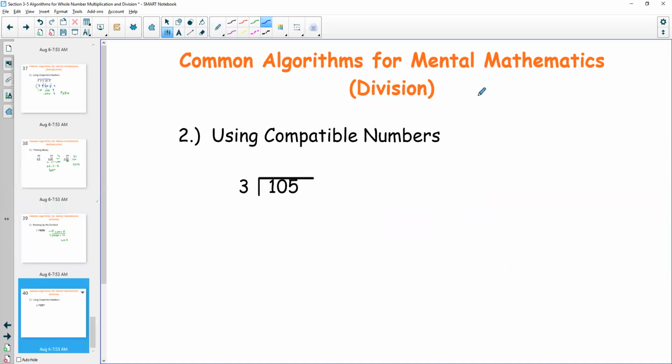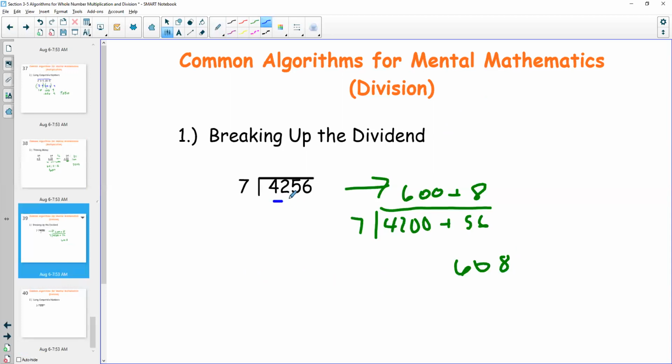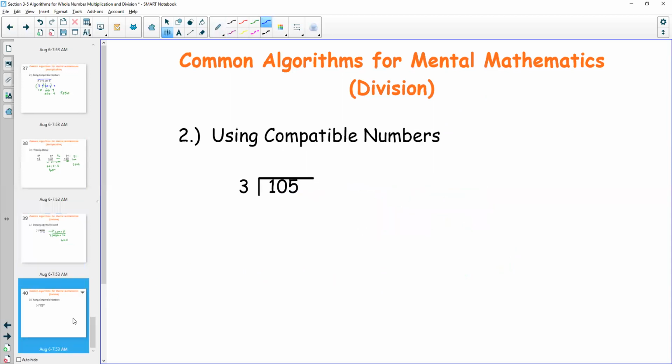Sometimes you can break up the dividend in a different way. Like here, we just used the place value. We made 4,256. Sometimes that's not helpful. Here, 105, I could make 10 and 5. Like, what good did that do me? But 105 is actually made up of 90 plus 15, isn't it? Well, I can divide 3 into those guys really easily. 3 into 90 is 30. 3 into 15 is 5. That makes 35. Okay? So this is a strange section over notes.